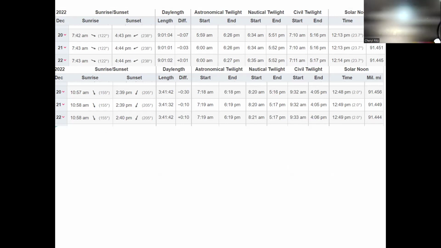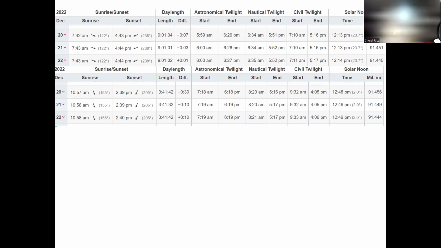Our winter, sun rises 7:43 a.m., sets at 4:44. That's 9 hours and 1 minute and 1 second of daylight. Alaska though, now this is Fairbanks, so there are places more north of this, but Fairbanks is sunrise 10:58. The sun would have risen in Alaska on the first day of winter. And look at when it sets, 2:39. That's only 3 hours and 41 minutes of daylight.